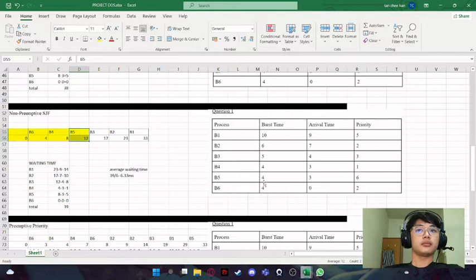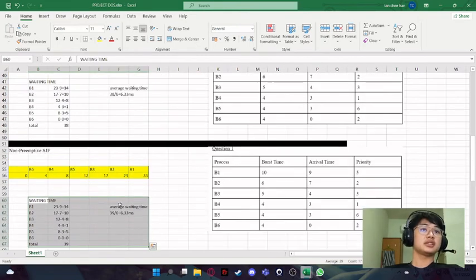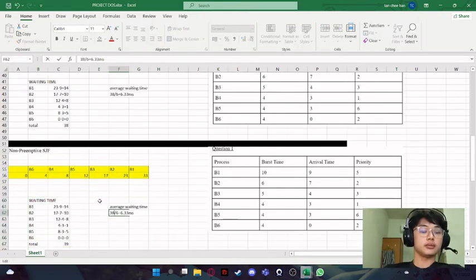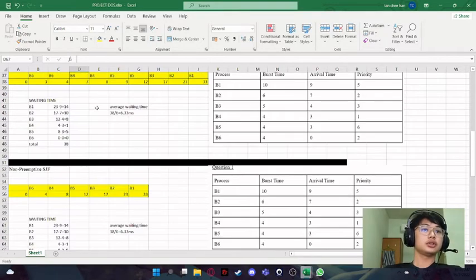B5, burst time is 4, and the arrival time is 3. B3, 5 seconds. B2, 6 seconds. B1, 10 seconds. And the waiting time uses the same formula as this. Got some problem here. Okay, finished. So this is the same formula as this.